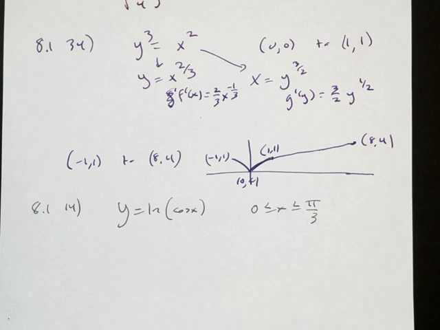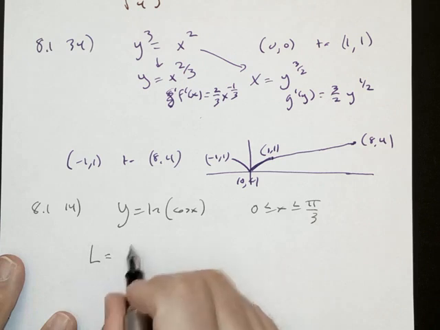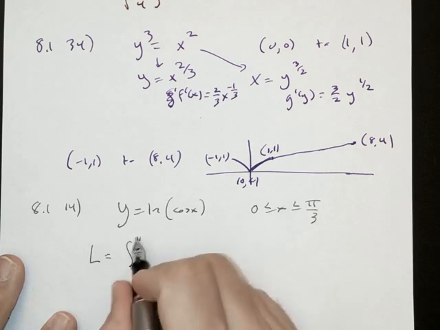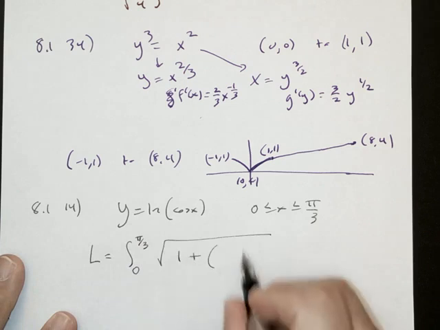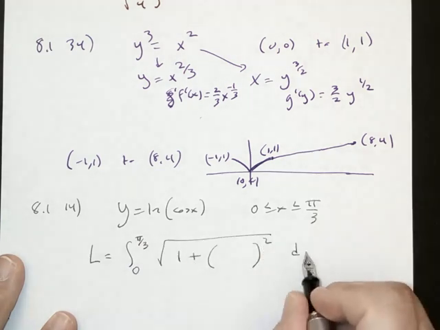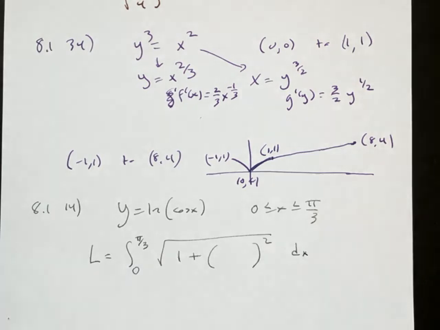Since they've given me the bounds in x, I'm probably going to be better off doing this entire problem in x. So I think my arc length should go like this. $1,000 question, what goes in the parentheses?